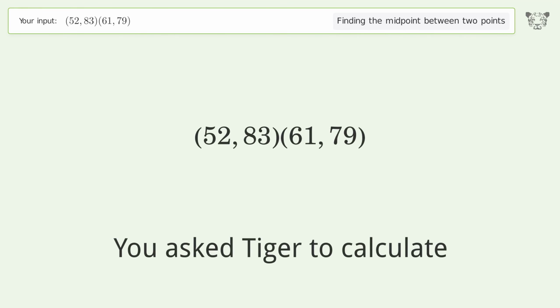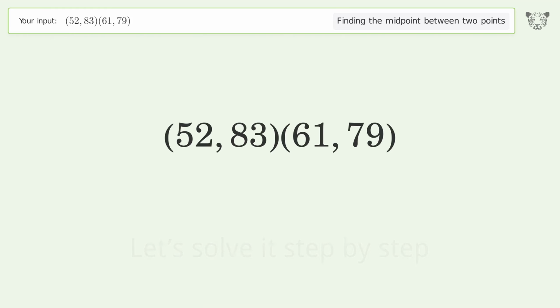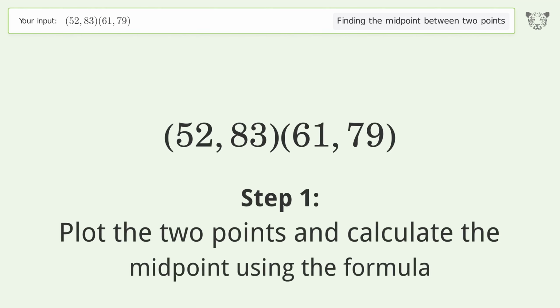You ask Tiger to calculate. This deals with finding the midpoint between 2 points. The midpoint between the 2 points is (56.5, 81). Let's solve it step by step. Plot the 2 points and calculate the midpoint using the formula.